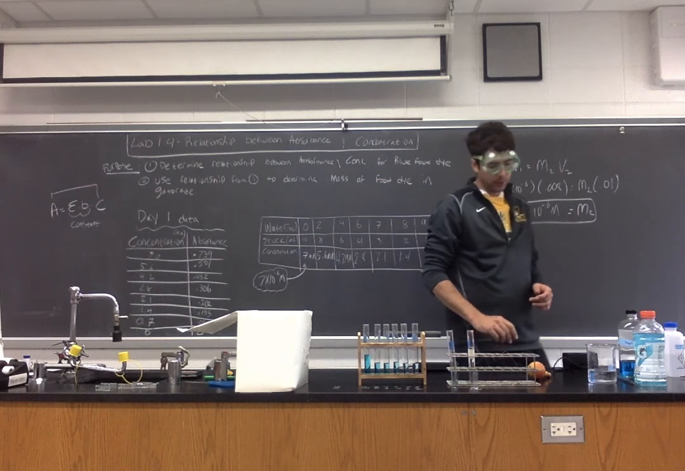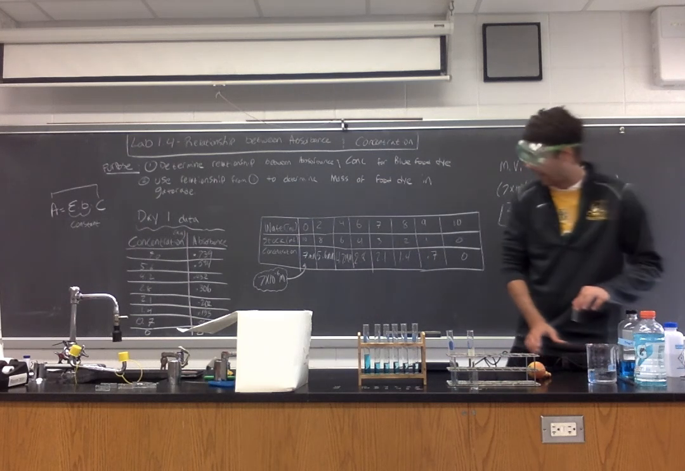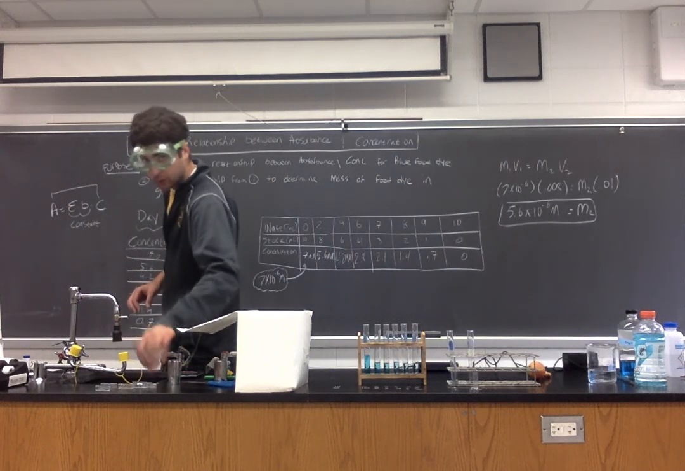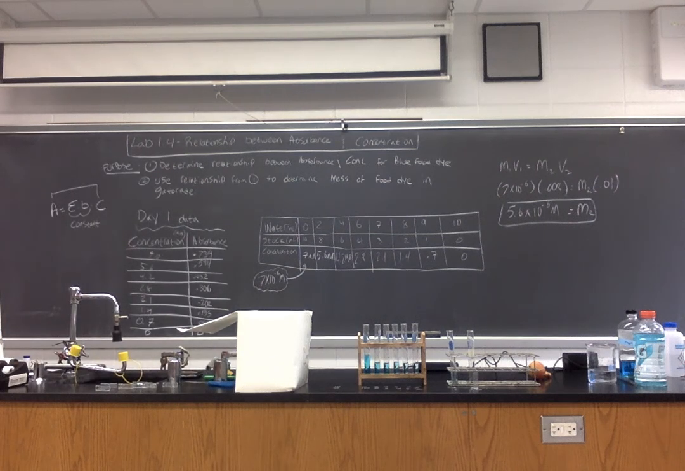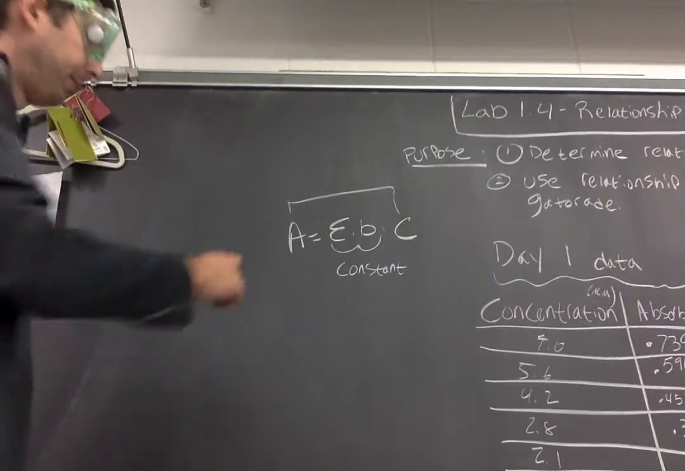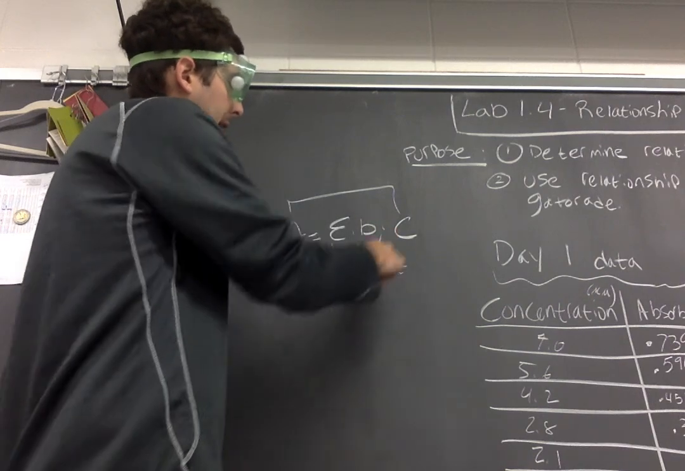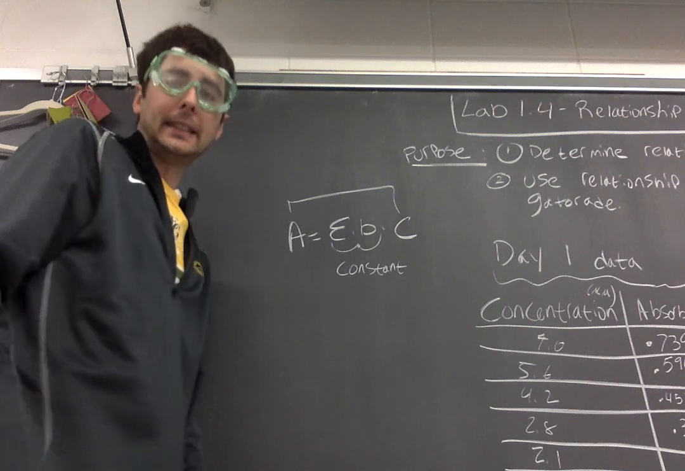So at this point, we have all of our data for part 1 of the lab. So we now have to start to analyze some of our data. If you take a look at the general format for Beer's law, which is located right here: absorbance is equal to molar absorptivity times path length times concentration. Molar absorptivity and path length are a constant value.